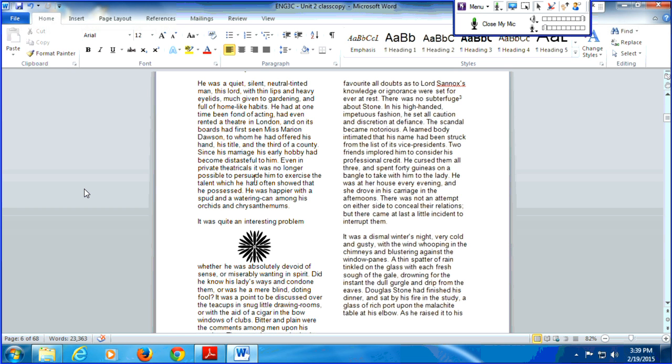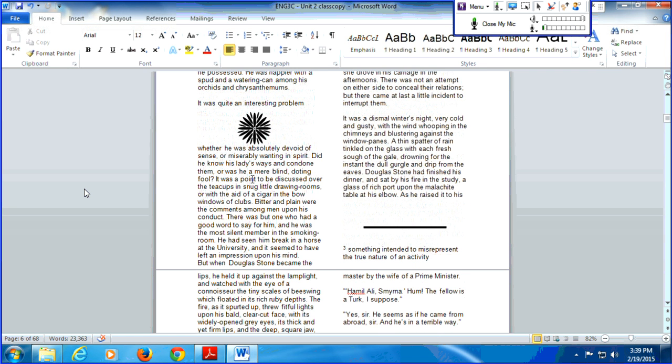There was not an attempt on either side to conceal their relations, but there came at last a little incident to interrupt them. It was a dismal winter's night, very cold and gusty, with the wind whooping in the chimneys and blustering against the window panes. A thin splatter of rain tinkled on the glass, with each fresh slew of the gale, drowning for an instant the dull gurgle and drip from the eaves.